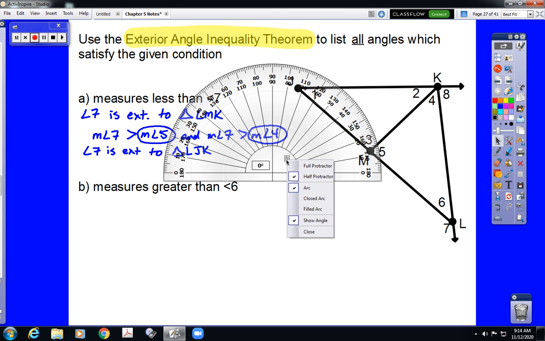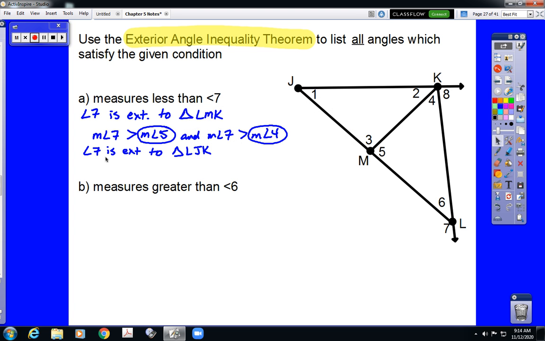Let me get that protractor out of the way. Okay. Since angle 7 is exterior to triangle LJK, the measure of angle 7 must be greater than the measure of angle 1, so there's another answer. And the measure of angle 7 must be greater than the sum of angles 2 and 4. Since I already know it's bigger than angle 4, we also know that it's bigger than the measure of angle 2. So we have 4 answers in part A: angle 5, angle 4, angle 1, and angle 2. Okay, part B says angle measures greater than the measure of angle 6.